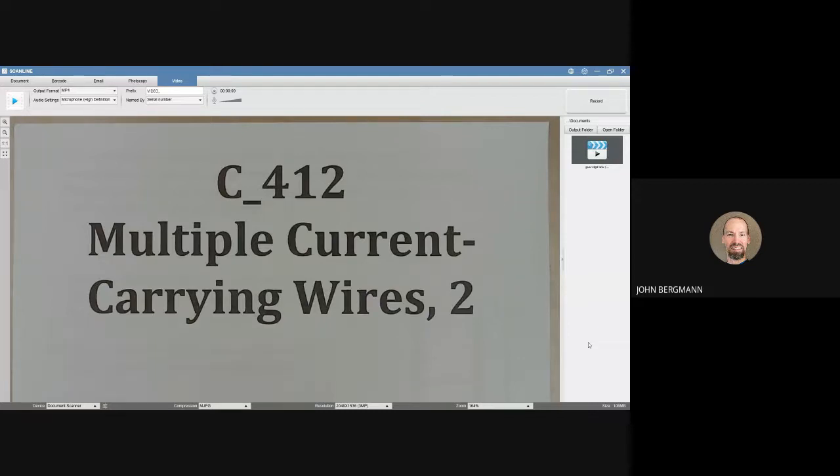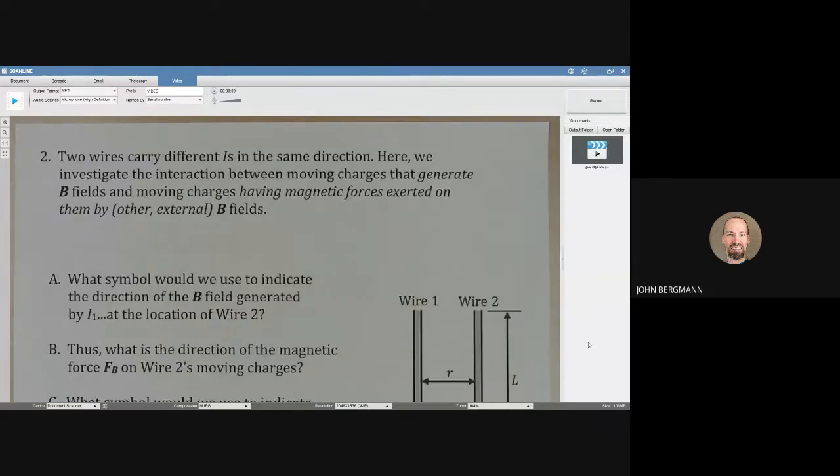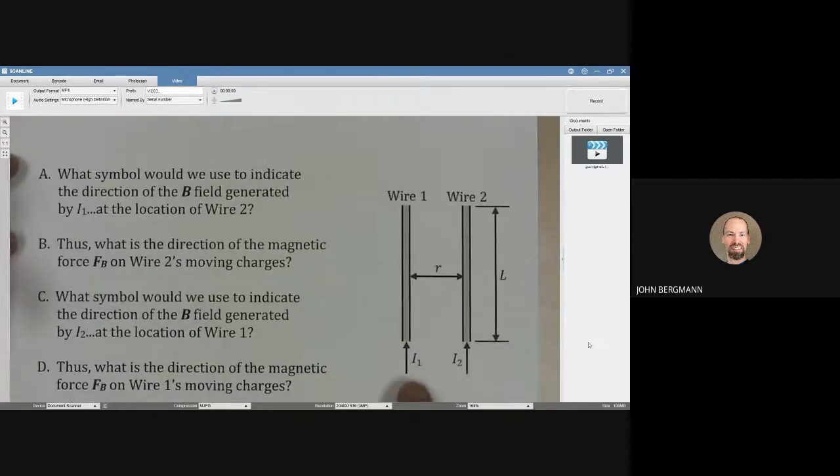Multiple current carrying wires 2. Two wires carry different currents in the same direction. So here we have our two wires. They're carrying different currents. There's a certain length of each wire. They're a certain distance apart.